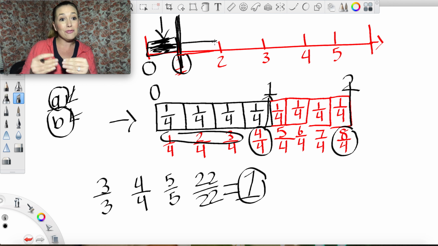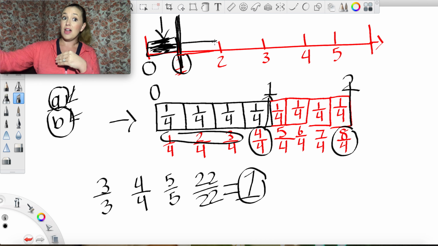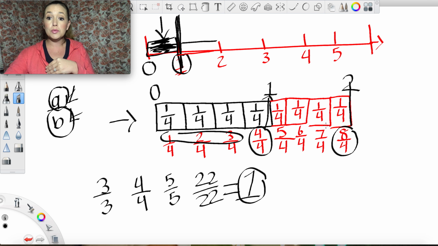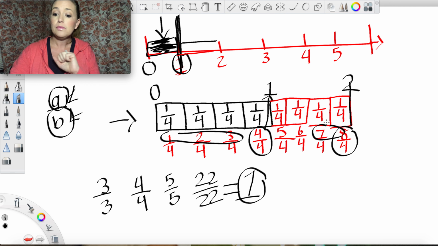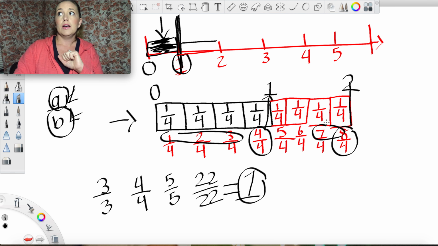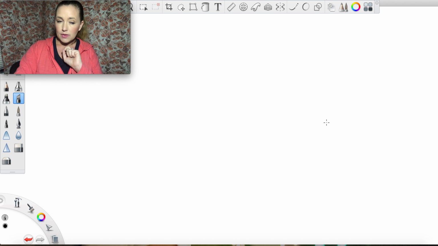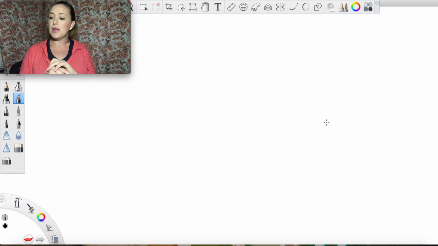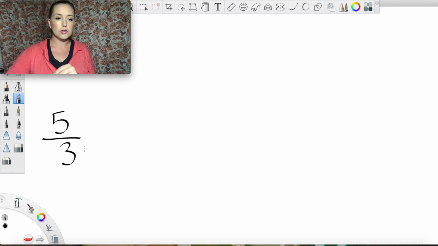You can have a fraction that shows more than 1. That just means your numerator needs to be greater than your denominator. So now, on your paper and pencil, I want you to show me what 5/3 would look like. Draw me an area model or a tape diagram. What would 5/3 look like?